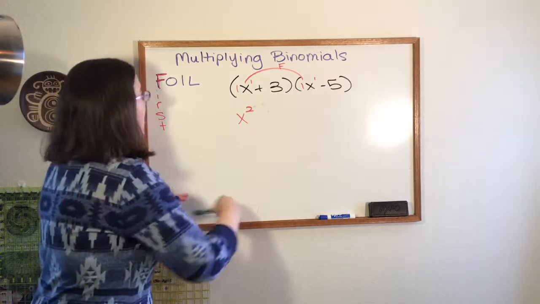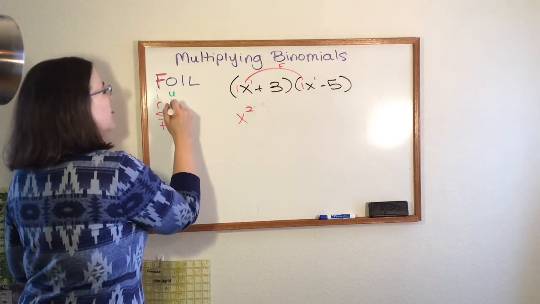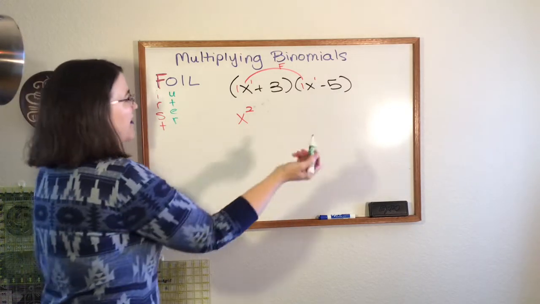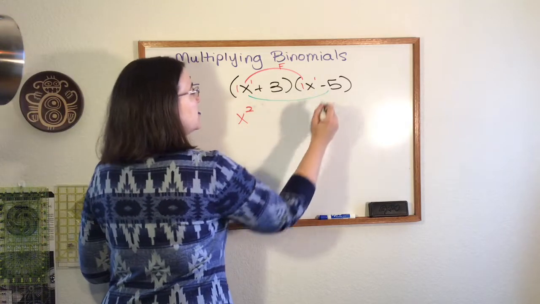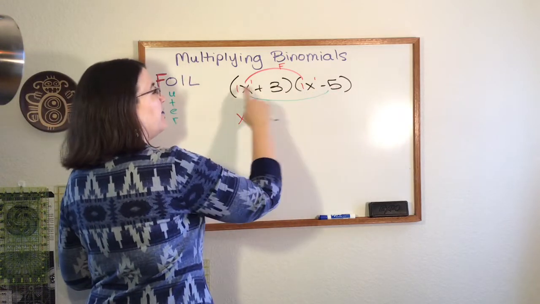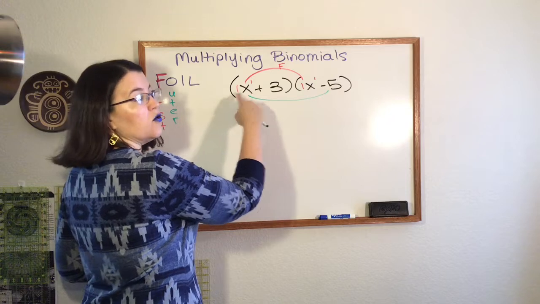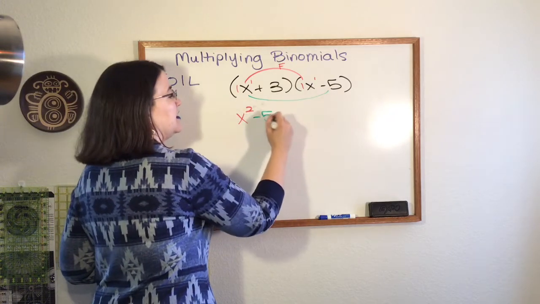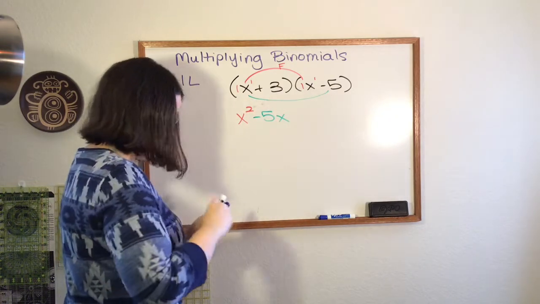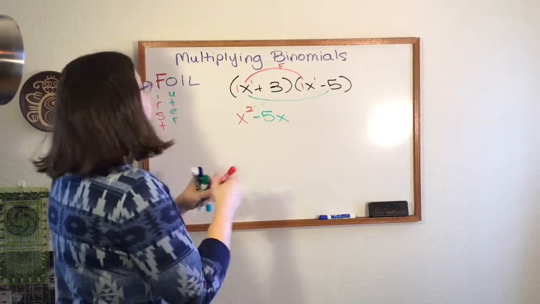Okay, then the O in FOIL stands for outside or outer. And then the outer are the two that are furthest from each other. So I have x times -5. Remember, this is still a 1. So 1 times -5 is -5x. I'm going to run out of colors.